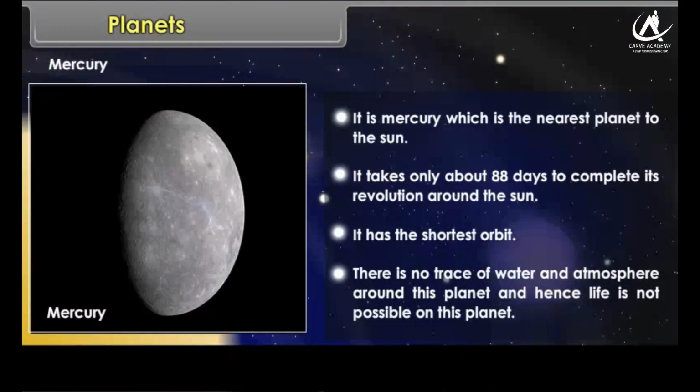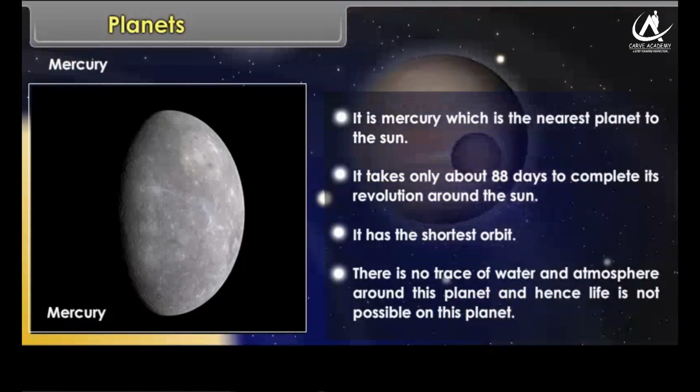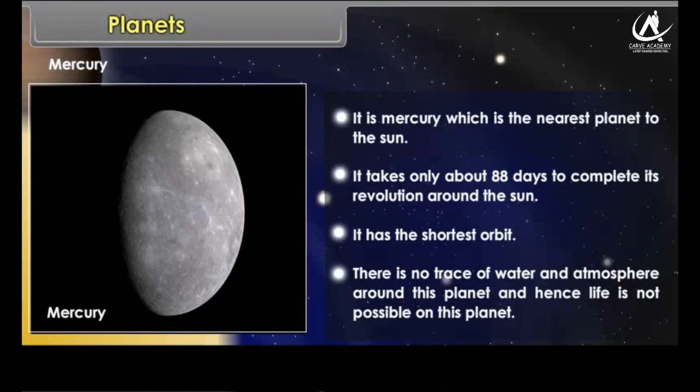It takes only about 88 days to complete its revolution around the Sun. It has the shortest orbit. There is no trace of water and atmosphere around this planet, and hence life is not possible on this planet.